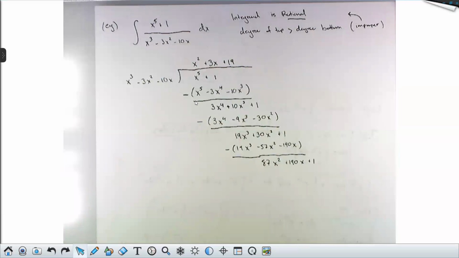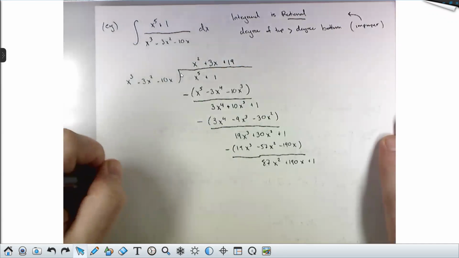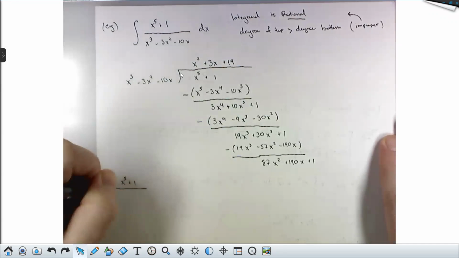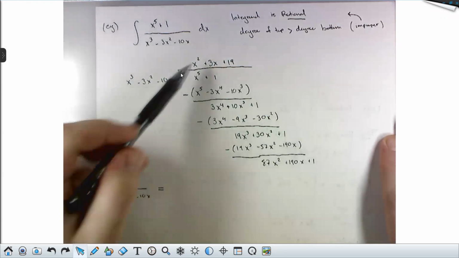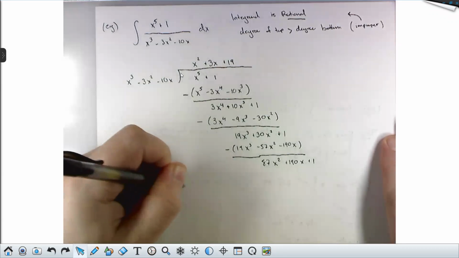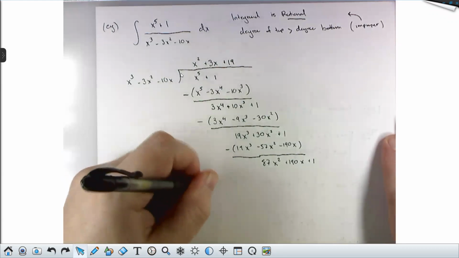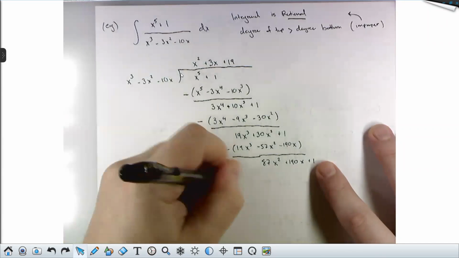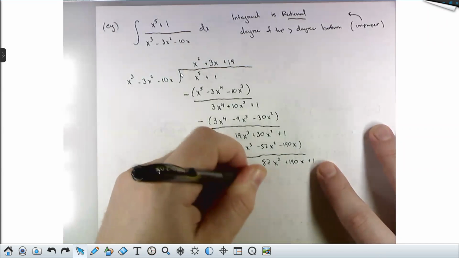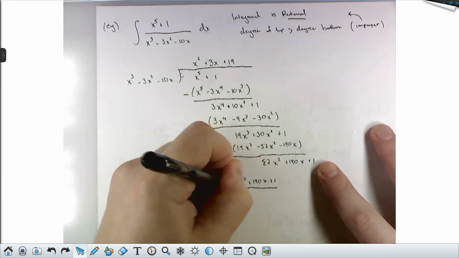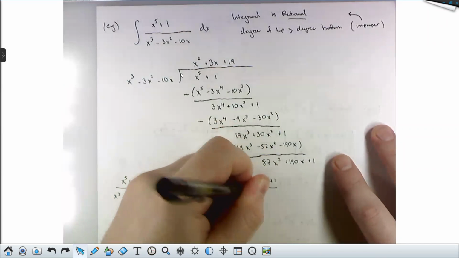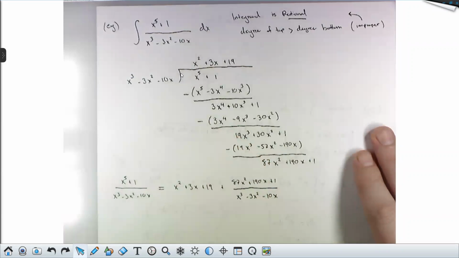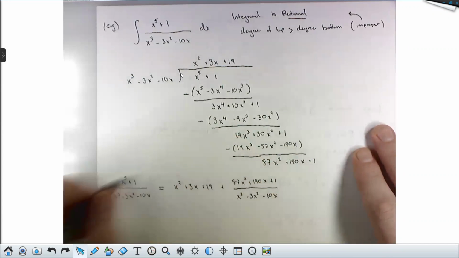So this is the long division done. And this is a kind of a nasty one. What we've learned here is that x to the 5th plus 1 divided by x cubed minus 3x squared minus 10x is equal to this polynomial, x squared plus 3x plus 19, plus this remainder, 87x squared plus 190x plus 1 divided by this divisor, x cubed minus 3x squared minus 10x. This is what we've just learned with that long division.